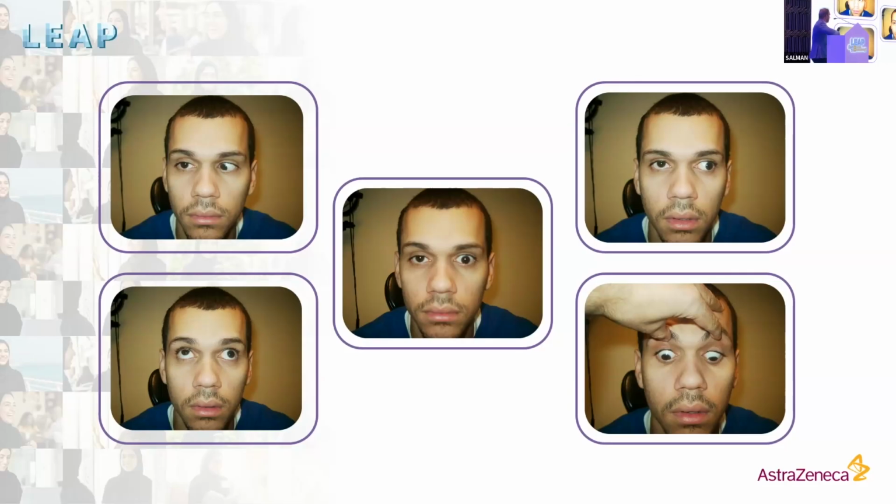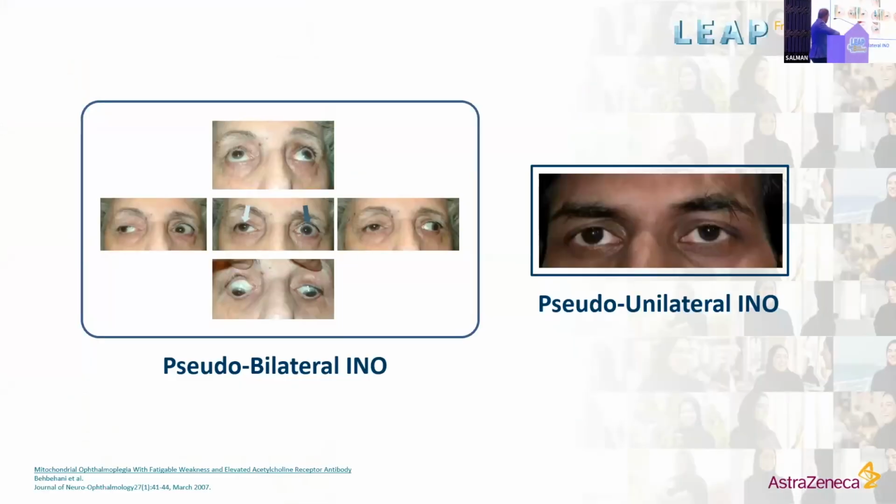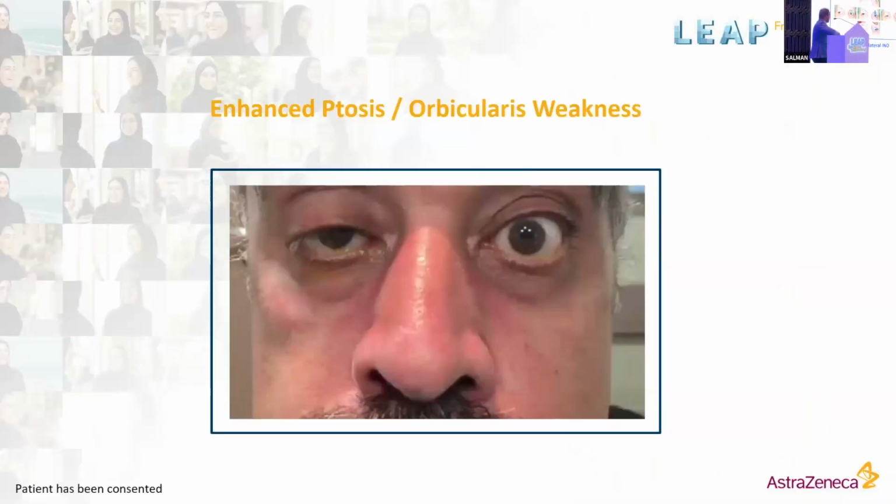myasthenia gravis. There's another example, a patient who had a meningioma, and the neurosurgeon was going to operate on her meningioma because he thought there was something wrong with her eye movement. And the patient had ptosis in the right eye, lid retraction in the left eye, and had a pattern of bilateral pseudo-INO.